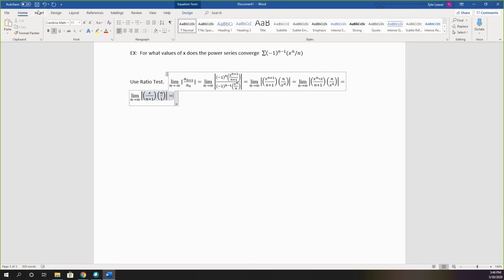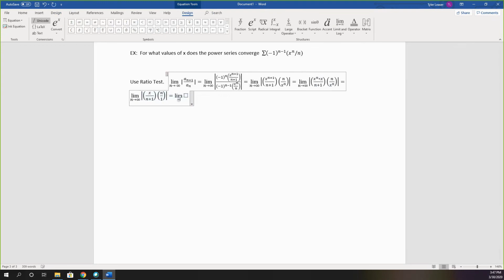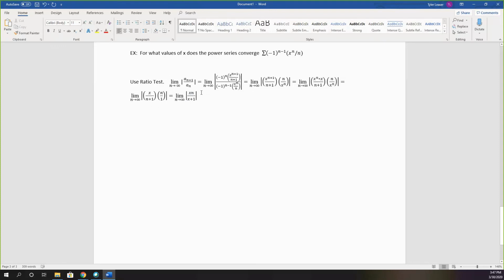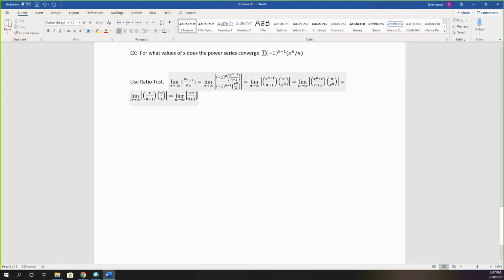Okay, so we can rewrite this. Still having the limit as n goes to infinity, still have the absolute value, and now it's going to be x times n up top in the numerator divided by n plus 1 in the denominator. Sorry, there should be an n plus 1 down here, not an x plus 1. As my n goes to infinity, my numerator goes to infinity, my denominator goes to infinity, so I get infinity over infinity. That's going to be L'Hopital's rule.